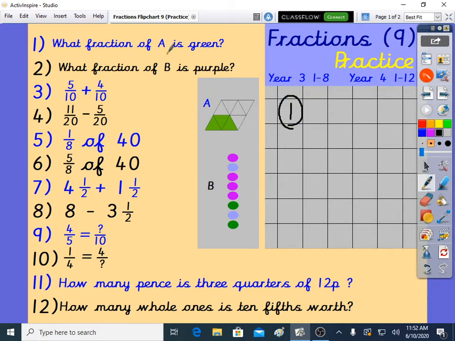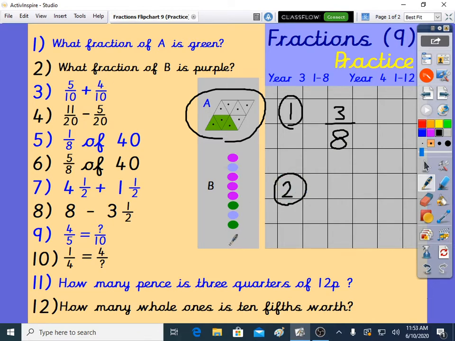What fraction of A is green? There's shape A. What fraction is green? 1, 2, 3 bits out of 1, 2, 3, 4, 5, 6, 7, 8. 3/8 is green.